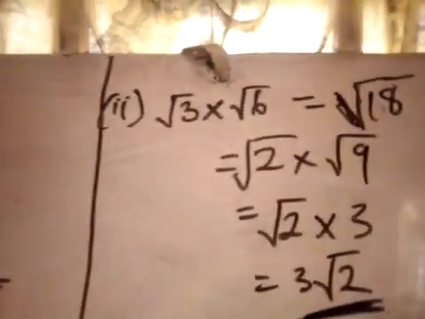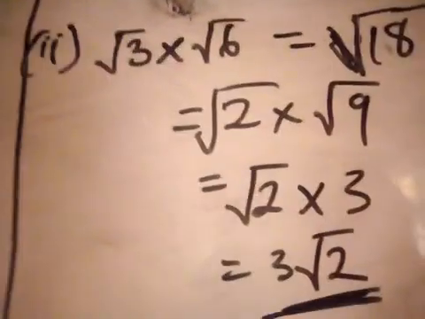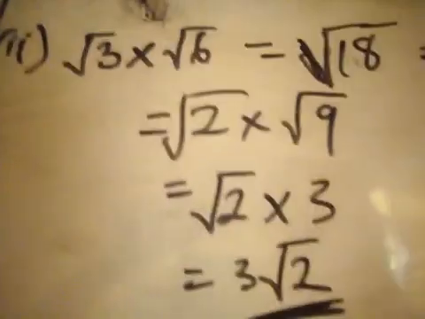But in case we cannot get something that can be simplified further, let's say we didn't have this thing, we have 2 here. So that is 3 times 2. 3 times 2 will give us 6. We may not be able to break it down like that.